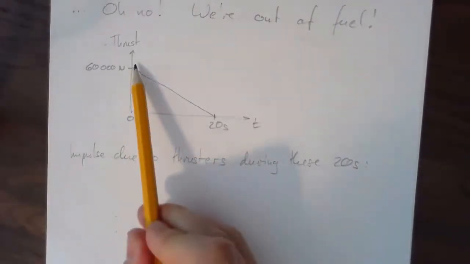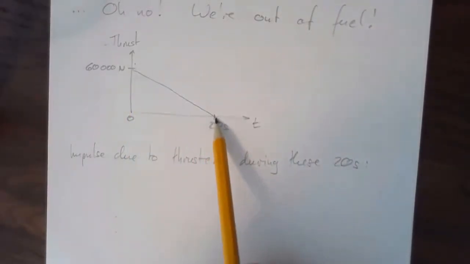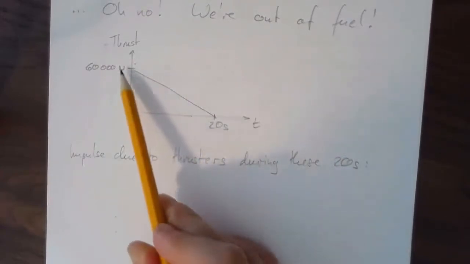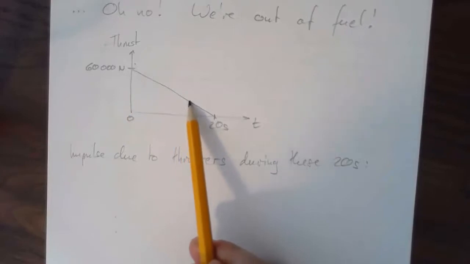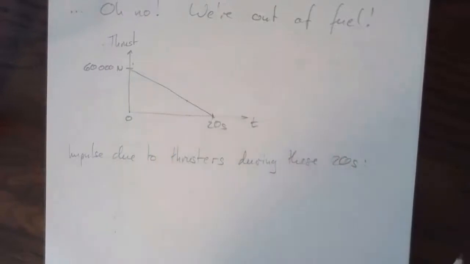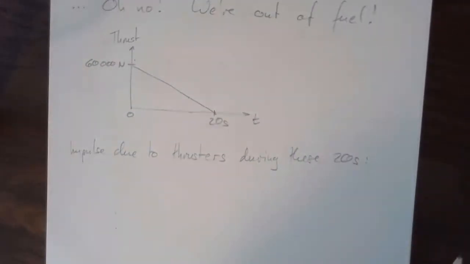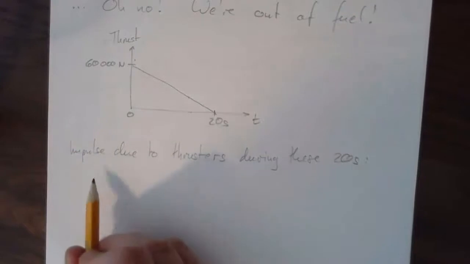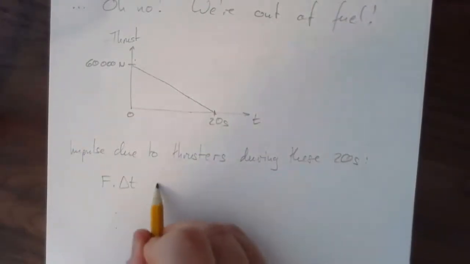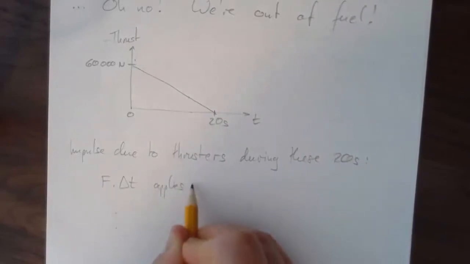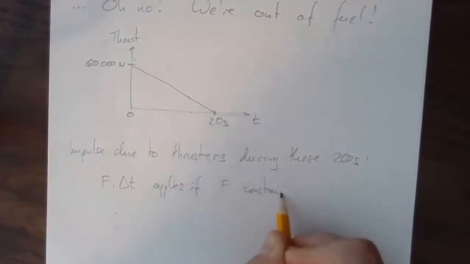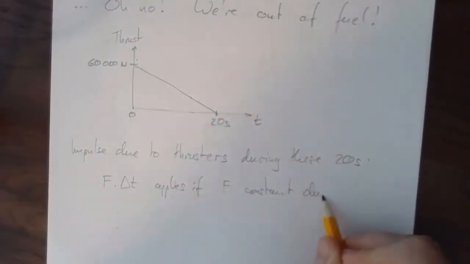Now, I can't just say force times time, because, say here it's second 17, the force is not 60,000 newtons, it's whatever it is. So how do I deal with that situation? The way we deal with it is like this. F delta T applies if F is constant during the time delta T.